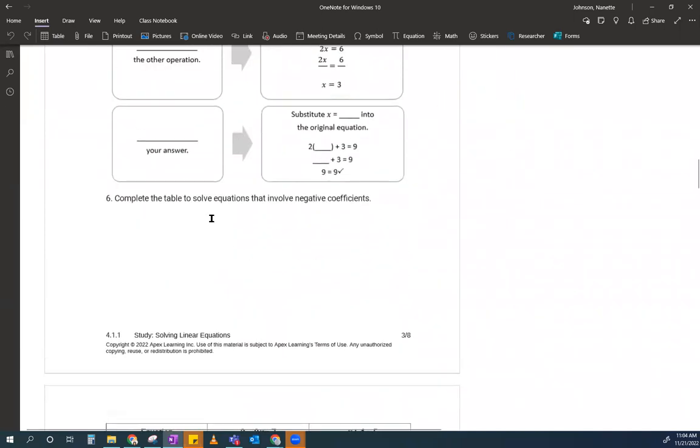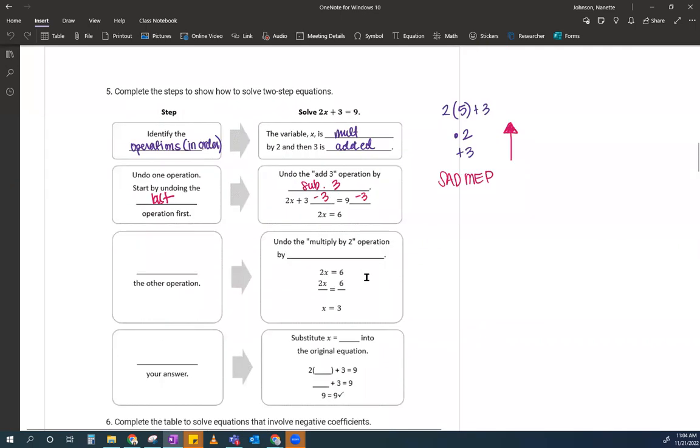All right. So the next thing we're going to do is we're going to undo the next operation. And so for us, we're just going up this way, or if you're using SADMAP, you're just doing this. We took care of subtraction and addition. Now we're going to do division and or multiplication. Okay, so let's do that. So it says undo. So we're going to undo multiply by 2. Well, how do you undo multiplication? And you're like, oh, division. Exactly. So we're going to divide both sides by 2.